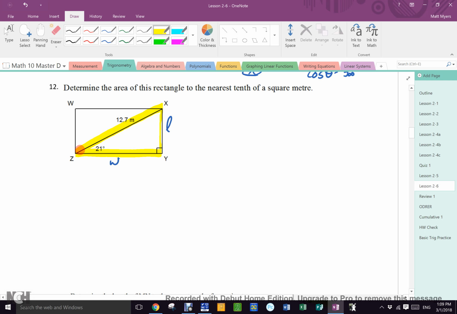Everyone agree? What do I know about that triangle? I know a theta is what? 21. And what else do I know? Hypotenuse is 12.7. Now I need an L, don't I? What is that L? Opposite is L. And what is that W? Adjacent is W. I know I have an H and I need an O and an A. What will get me the O? Sine, cos, or tan? Sine. What will get me the A? Cos.